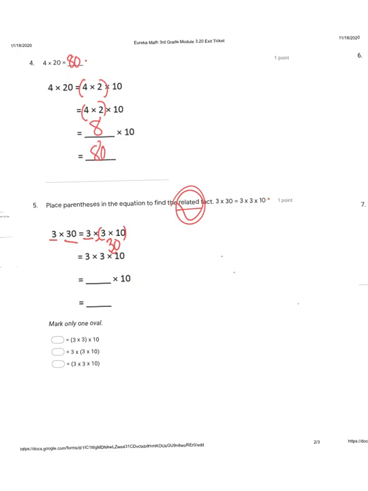So instead of doing 3 times 10 in parentheses, let's try the other way. Let's try the parentheses here, okay? So 3 times 3 equals 9, and 9 times 10 equals 90. So yeah, that's the answer. 3 times 3 is in parentheses, and then multiplied by 10.